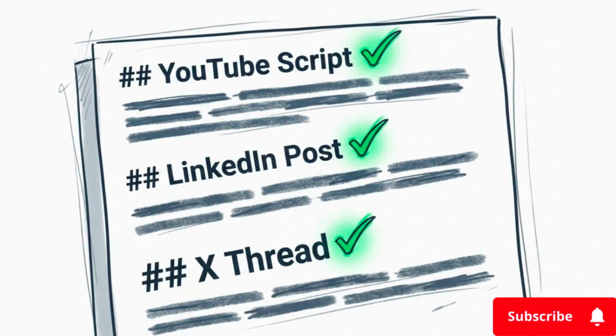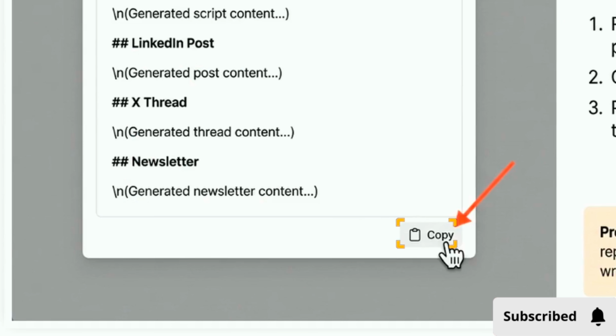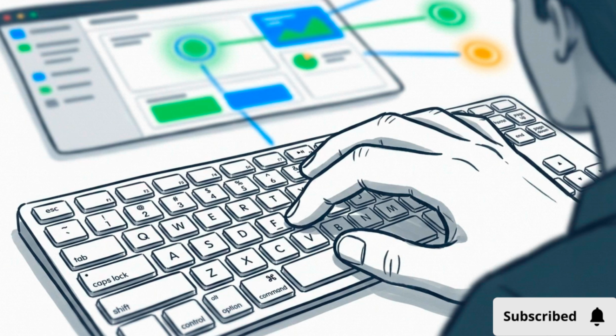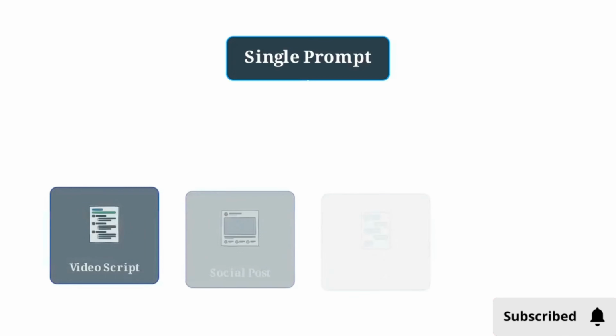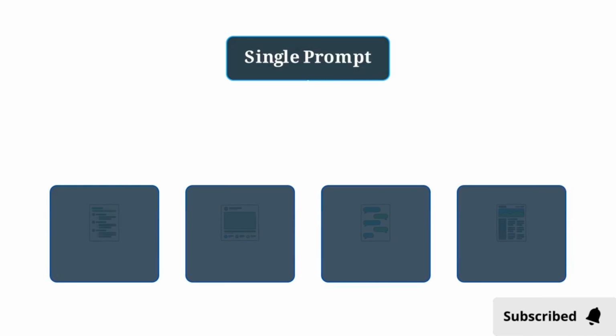Look at the copy icon at the bottom. Clicking this allows you to extract all the generated content at once. From here, you simply paste the text into your external publishing tools. A single orchestrated prompt now handles the research, copywriting, and formatting that used to take hours of manual work.